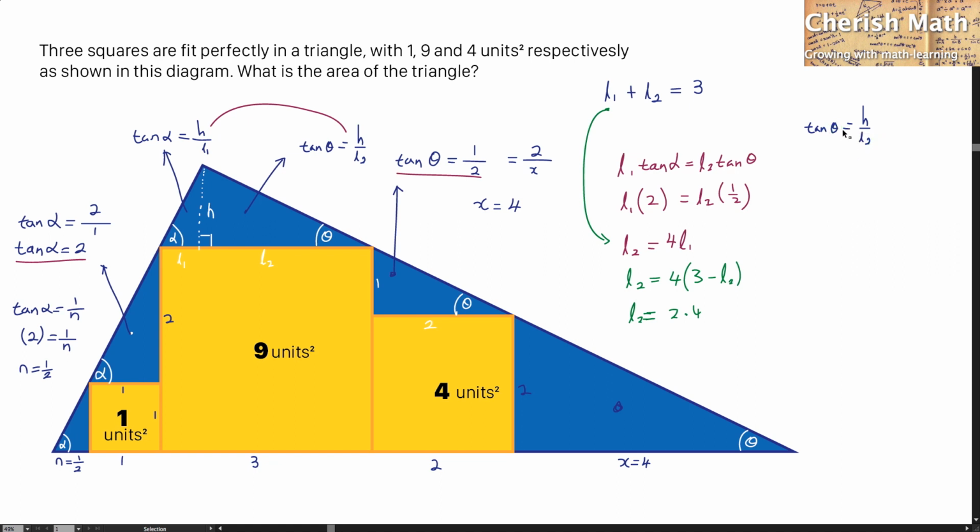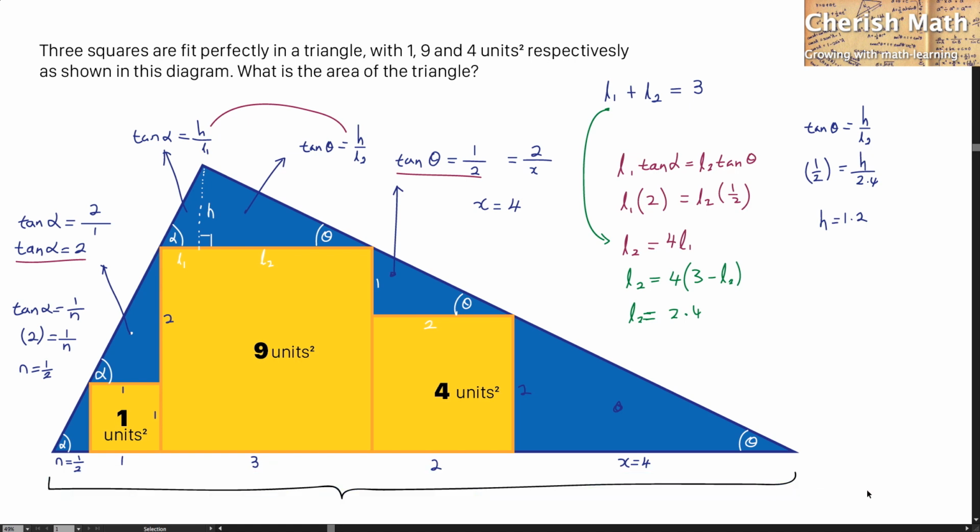Taking from this equation, I will have to substitute the value of tan theta and the value of L2 in order to find the value of h. That is going to be 1/2 for tan theta equal to h over L2, which I get from here, which is 2.4. And the value of h is going to be 1.2. To find the base length of this triangle, I will have to add up each of these measurements. And that is going to get 10.5 for the base length.